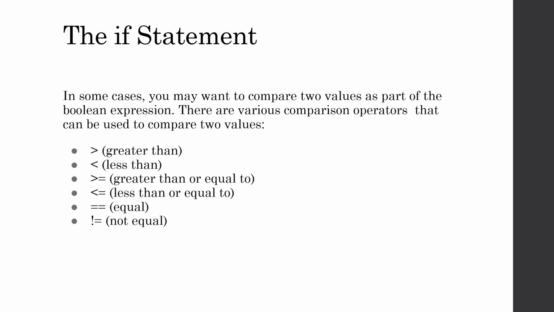You'll notice with equal, because a single equal sign is already used for the assignment operator, in order to get what we would describe as the equality operator, you have to use two equal signs. Additionally, for not equal, it's basically an exclamation point, which is what we use to represent not, and then an equal sign.